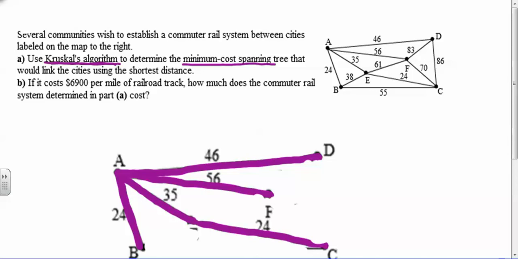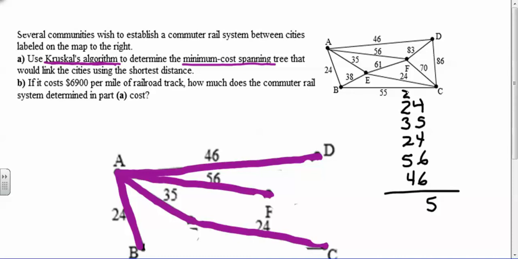Now the shortest distance that we have would be the sum of the weights of those edges. So we would have 24, 35, another 24, 56, and 46 miles. And if we added those up, we would get 9, 13, 19, 25, 4, 7, 9, 14, 18. 185 miles of track that we would use to connect all those cities.